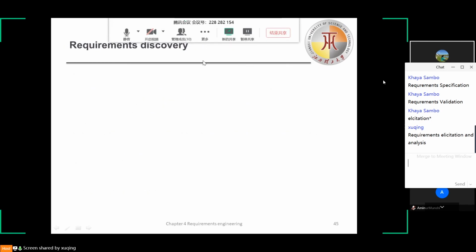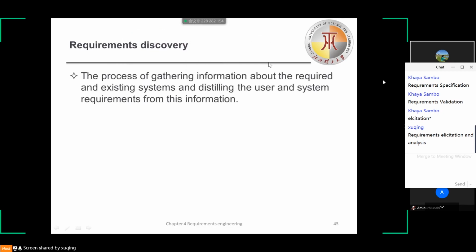Now we'll talk about some techniques in the requirements discovery. First, we'll see in more detail what requirements discovery is. Here, in this process, we gather information about the required and existing systems and distill the user and system requirements from the information we have gathered.